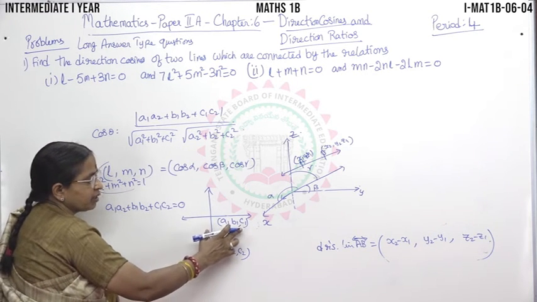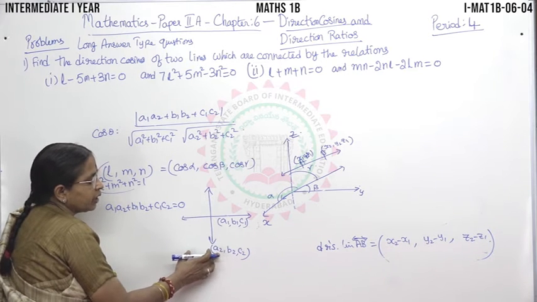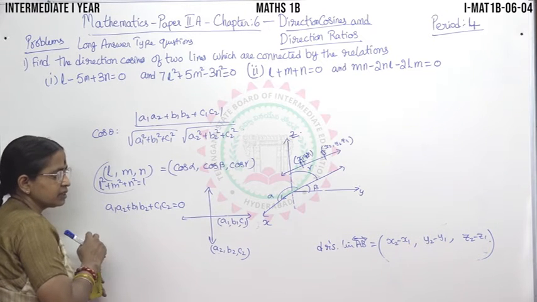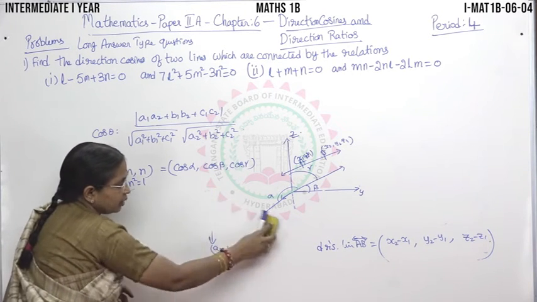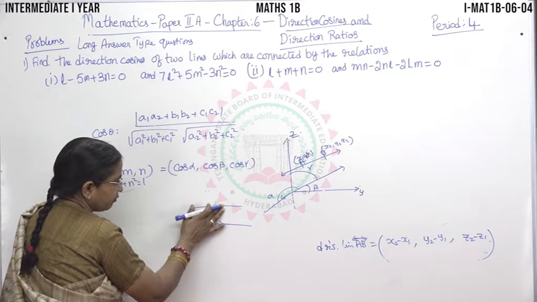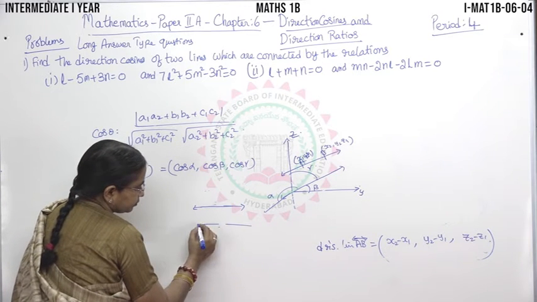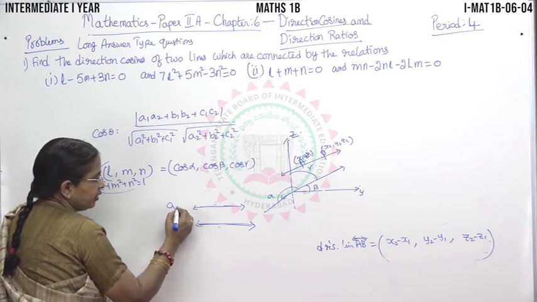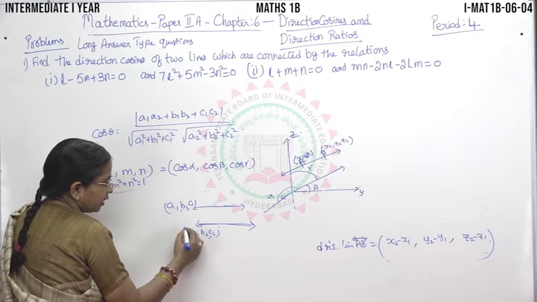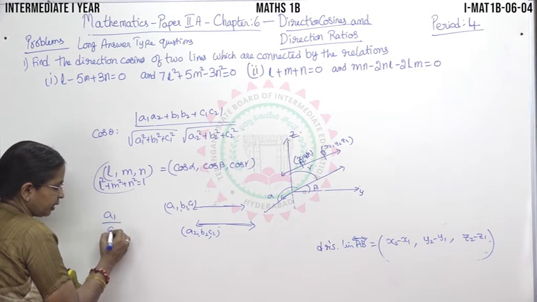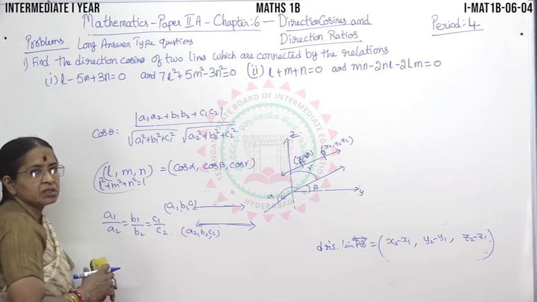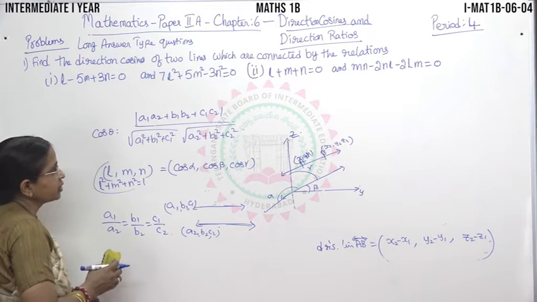So, A1, B1, C1 are the direction ratios of one line and A2, B2, C2 are the direction ratios of the second line. And if they are perpendicular, then they will satisfy this condition. Now, if the two lines are parallel, with direction ratios A1, B1, C1 and A2, B2, C2, then they satisfy the property A1 by A2 is equal to B1 by B2 is equal to C1 by C2. So, this is all about direction ratios and direction cosines.